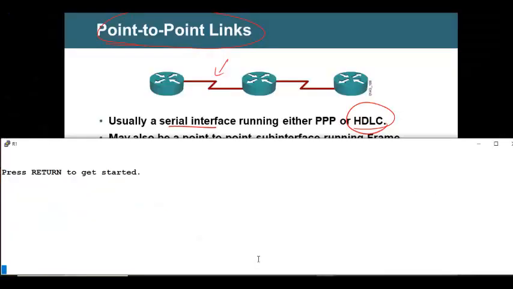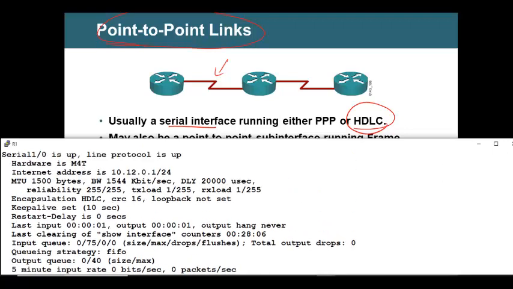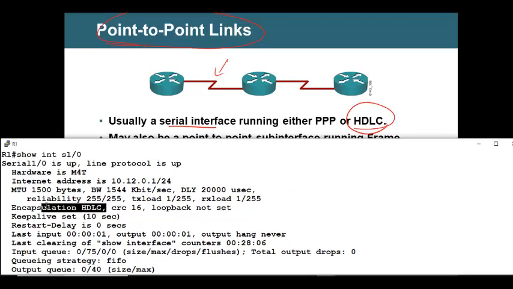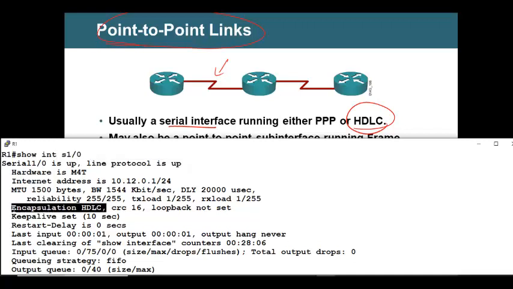So interface serial 1/0. Okay. Now, if you see here, the encapsulation type is HDLC. On serial, the encapsulation type is HDLC on a Cisco router. On a non-Cisco router, it will be PPP, point-to-point protocol. In a Cisco router, this is the HDLC Cisco protocol, High-level Data Link Control.